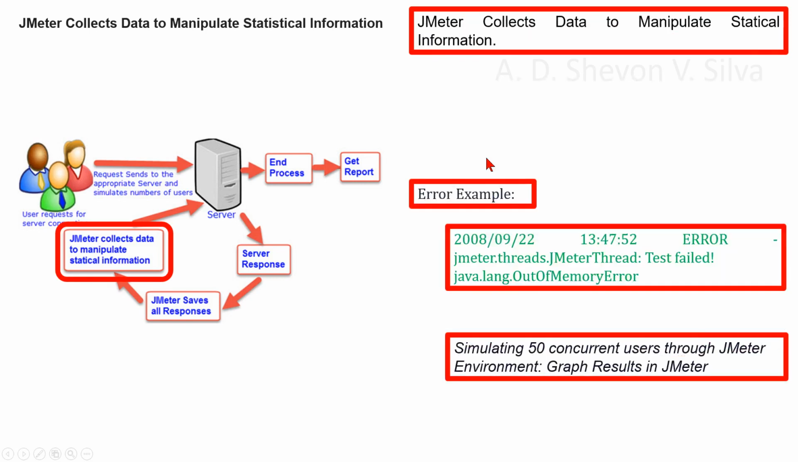As an error example, we can consider this error that occurred while simulating 50 concurrent users through JMeter in an environment with graph results in JMeter. JMeter thread test failed. java.lang.OutOfMemoryError.